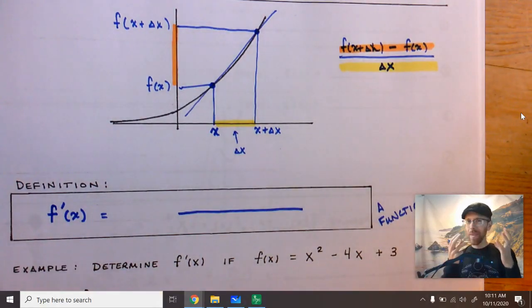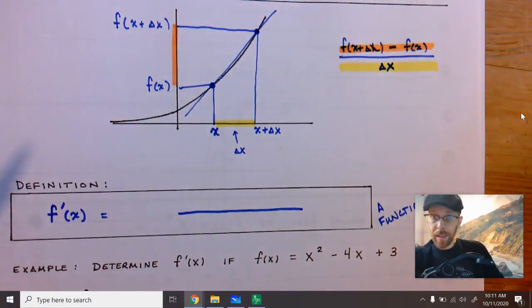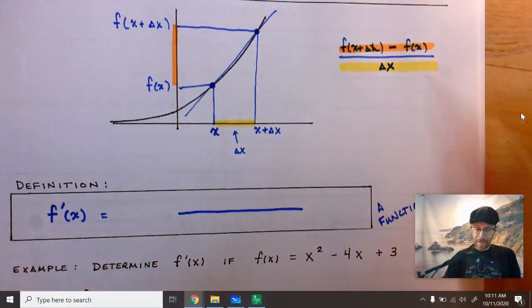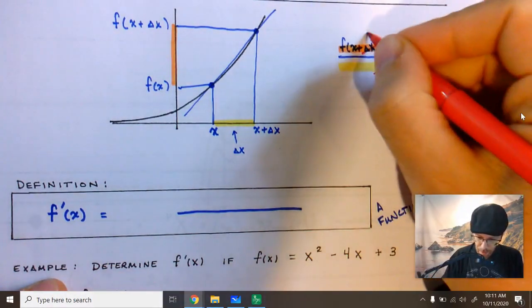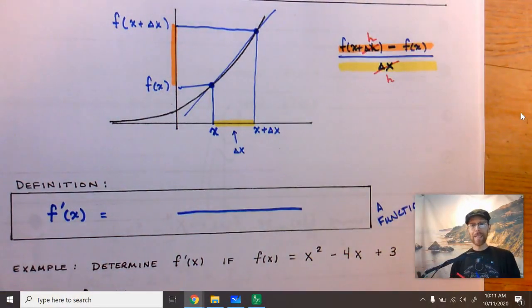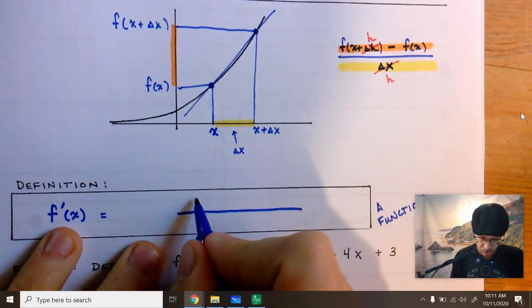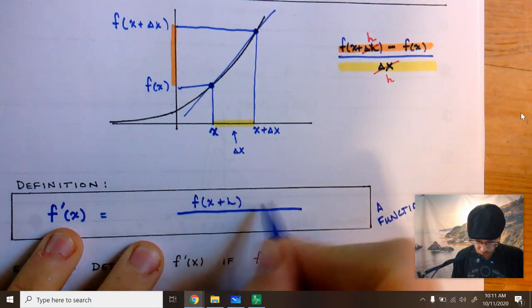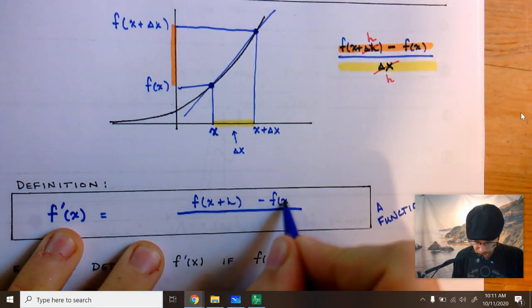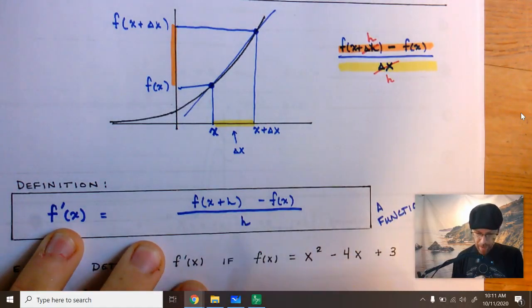Now, one thing you need to know is that mathematicians are very, very, very lazy. In fact, we are so lazy that we are unwilling to write change in x. So for reasons that I've never really fully understood, instead, we make that an h. So this is going to say f of x plus h minus f of x, divided by h.